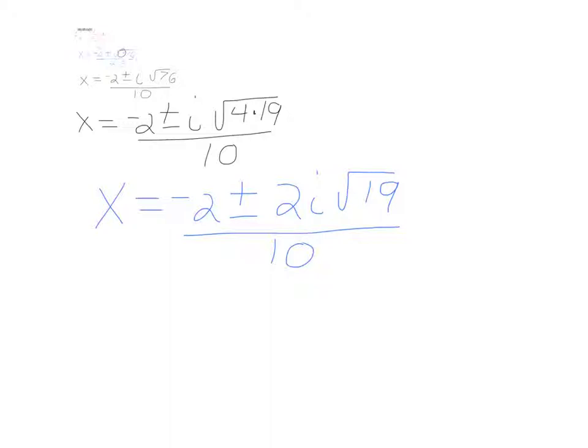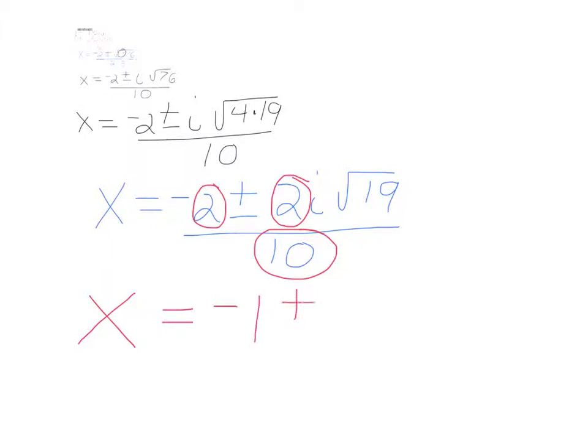Now, just when you think you're done, before you finalize your problems, make sure that you can simplify or not any of the rest of the problem. So if we look, 2 can go into 2 once, 2 can go into this 2 once, and 2 can go into the 10 5 times. So we're going to go ahead and rewrite this problem. X equals negative 1, because 2 can go into 2 once, plus or minus 1 I radical 19 all over 5.